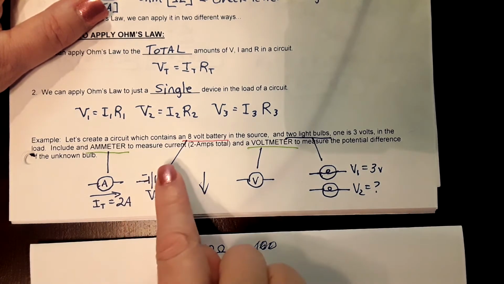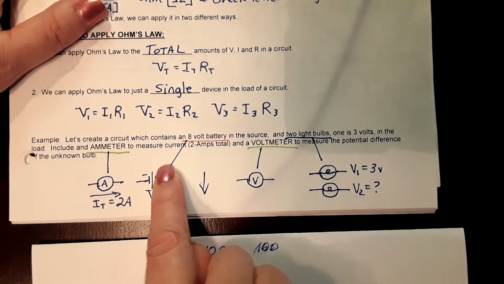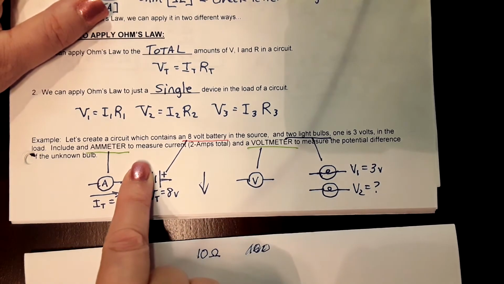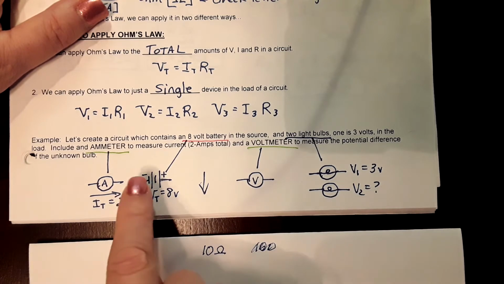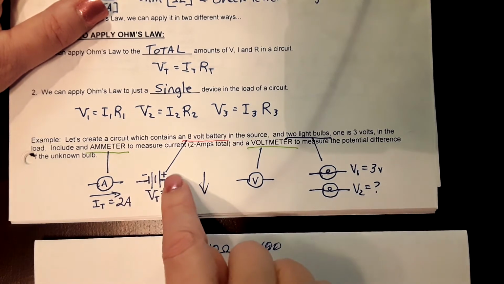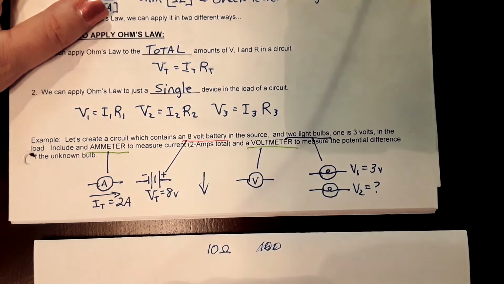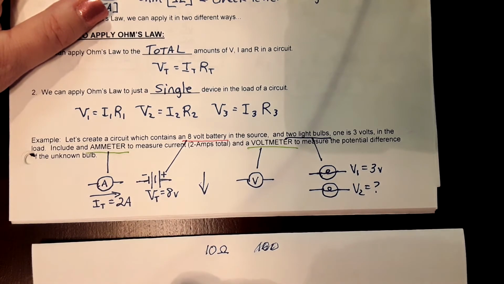So this is 2 cells. There's 1 cell, and there's the other cell, okay? The short line side is always the negative. The long line side is always the positive. So this is 8 volts.